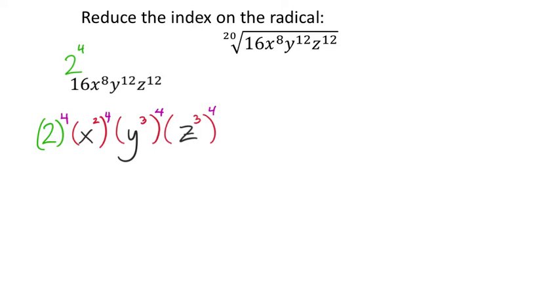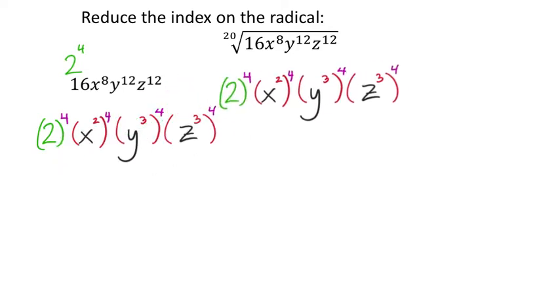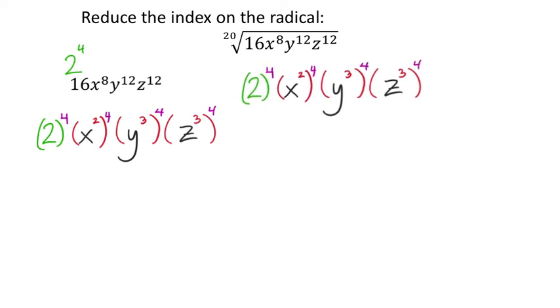But I can now rewrite this whole expression here, I'll use a different color, as the 20th root of that stuff. So all this stuff that I have right here is exactly the same as the stuff we started with. It's just written in a different way, that's all. Okay, but what does this mean for us?